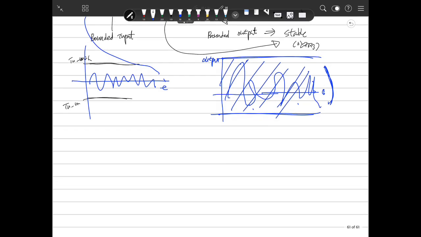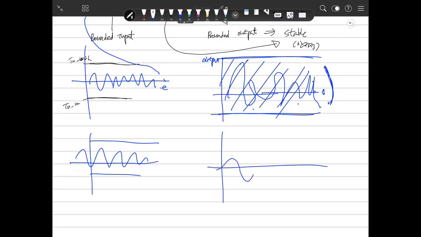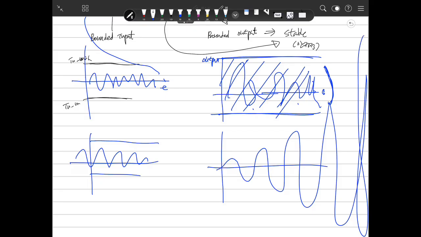What is unstable? Even though the input is inserted in some bounded area here, the output is not bounded this way. This is going up to infinity. Then you can say the system is not stable, or we call this unstable. So the system should be stable when you design. So stability is a big problem when you describe the electric circuit.